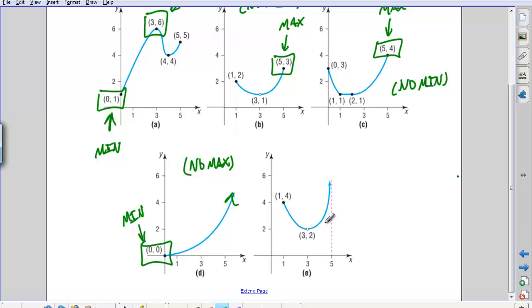And then last graph here, is there a max? Well, we got an arrowhead, so there's no maximum. It continues higher and higher. Is there a minimum? Well, notice there's a hole right there where the minimum should be. So in this case, there's actually no max or min. No highest, absolute highest or lowest point.